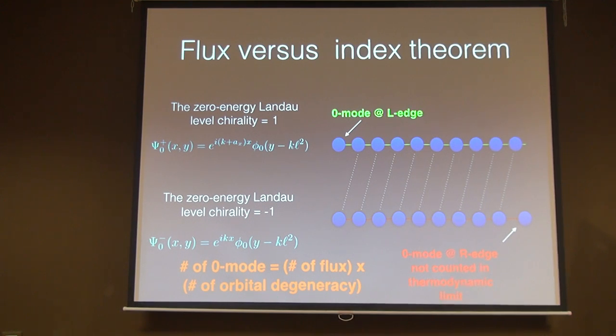And the second number is actually single layer or two layer, because in single layer we only have one zero energy Landau level, and in double layer we have two zero energy Landau levels. So these two numbers multiplied together give you the number of zero modes in the index theorem.